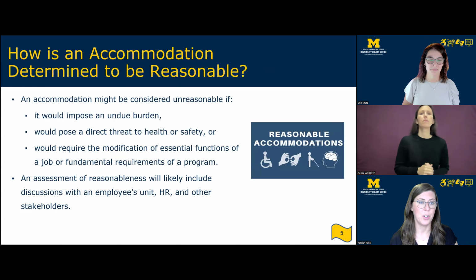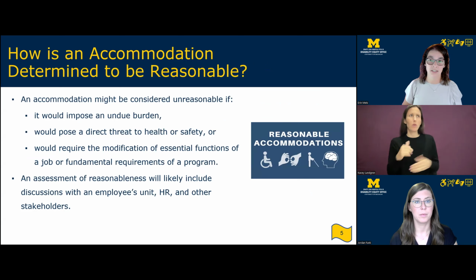How is an accommodation determined to be reasonable? Sometimes it's easier to define what constitutes an unreasonable accommodation. Generally, there are only three ways in which we would find an accommodation unreasonable. If it would impose an undue burden, if it would pose a direct threat to health or safety, or if it would require the modification of essential functions of the job or the fundamental requirements of a program. An assessment of reasonableness will likely include discussions with the employee's unit, HR representatives, and possibly other stakeholders as well.